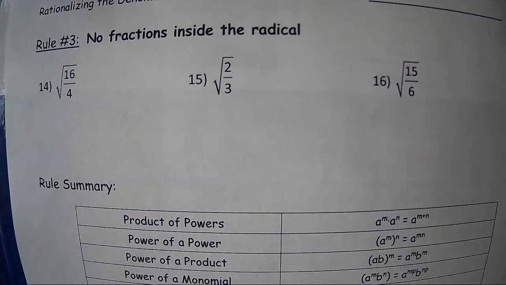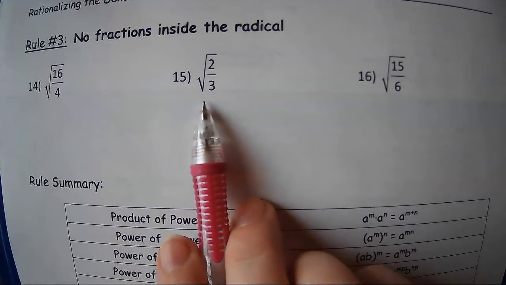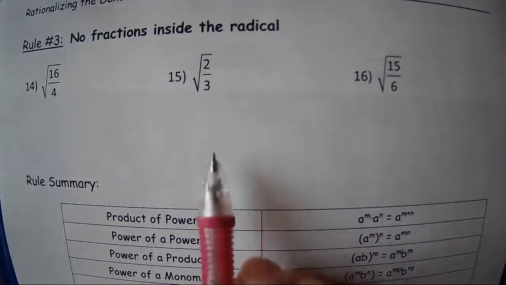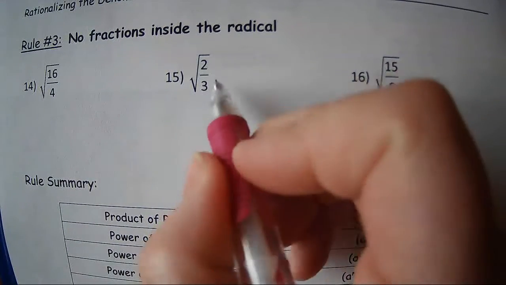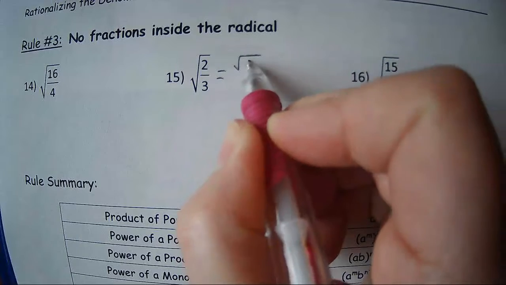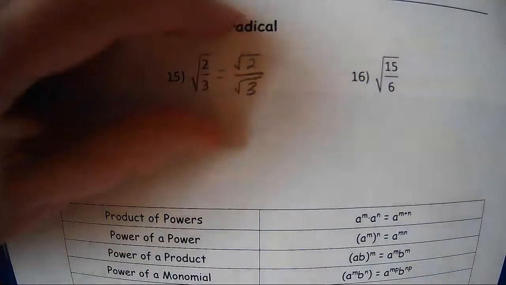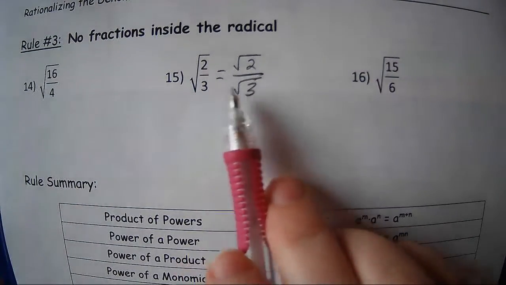Now we're on rule number 3 of reducing radicals. Rule number 3 says that you have no fractions inside the radical. So on number 15 on your notes, I'm going to go through and explain what the process was to get that answer. First thing is that if you have the square root of 2/3, it is the exact same thing as saying the square root of 2 over the square root of 3. All you need to do is separate the fraction. This says the exact same thing.